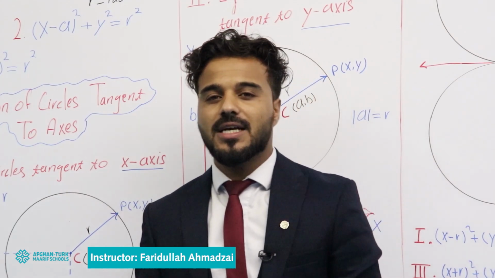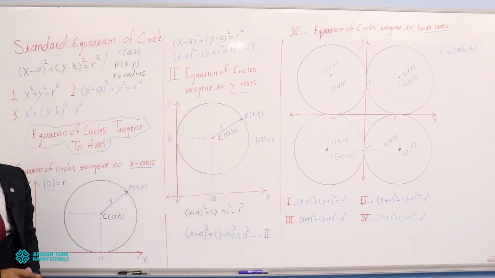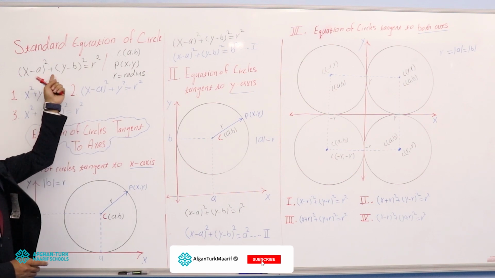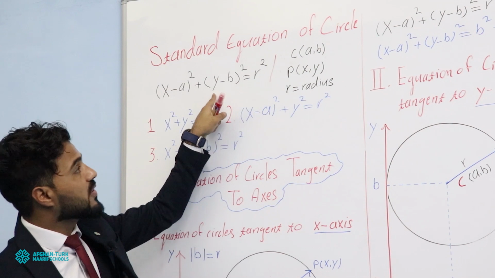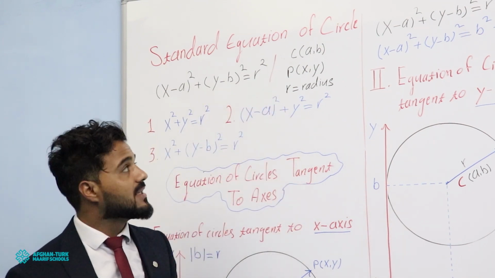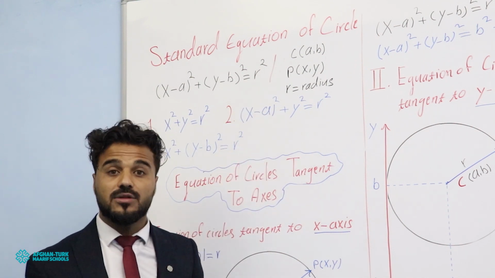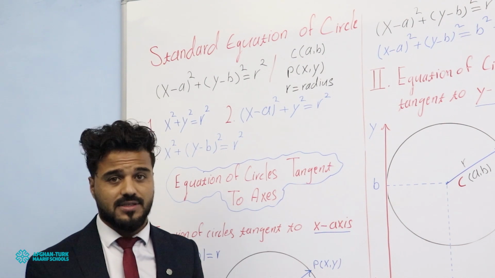Dear students, as we studied in our previous videos, the standard equation of a circle is (x minus a) squared plus (y minus b) squared is equal to r squared. In this equation, a and b are the coordinates of the center of the circle, x and y are the coordinates of a point on the circumference of the circle, and r is the radius of the circle.